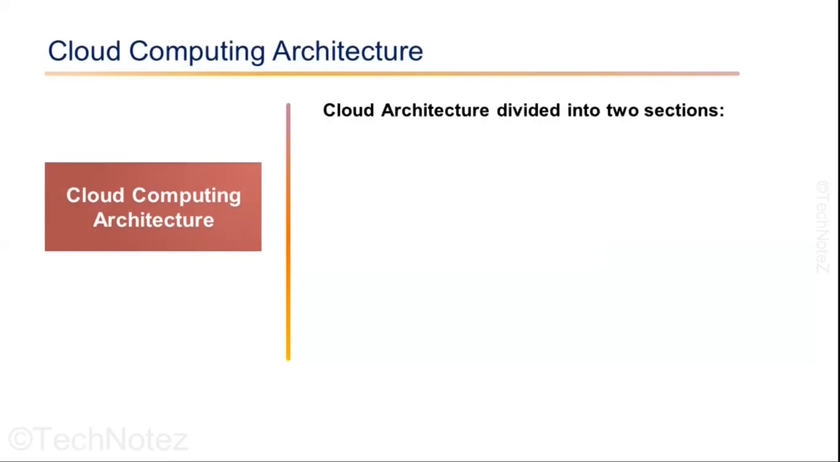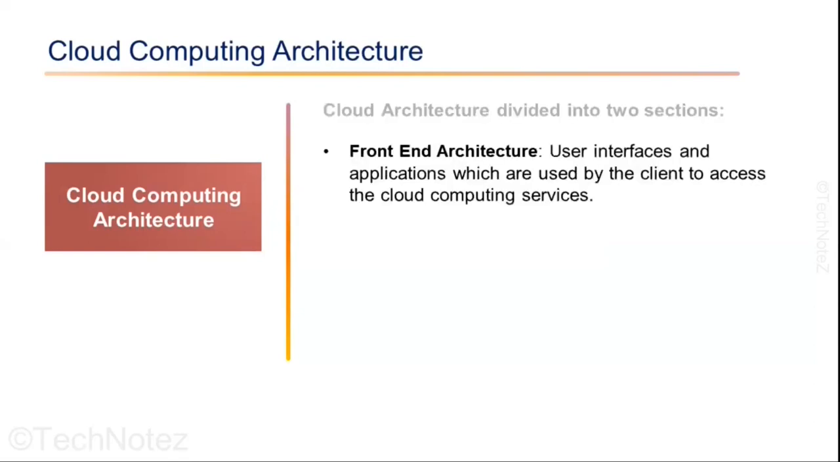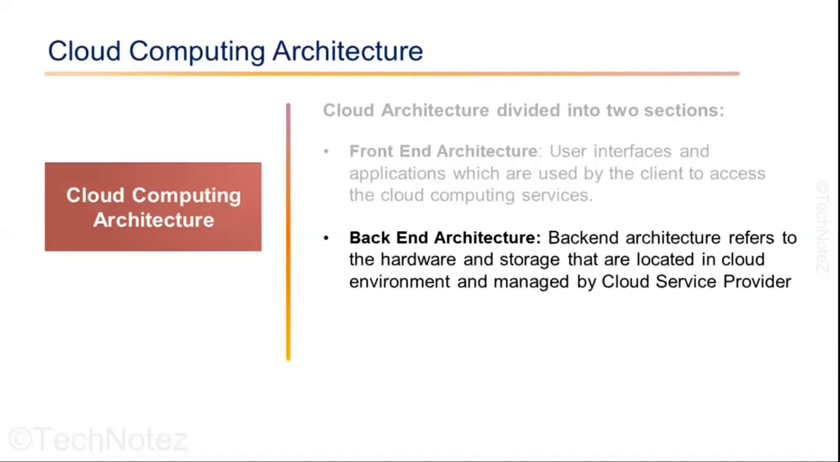Cloud architecture is divided into two sections. Front-end architecture. Front-end architecture includes the user interfaces and applications which are used by the client to access the cloud services. The front end includes components like the local network, web browser, and web applications. Front end allows the user to interact with the back end of the cloud computing. The back end responds to the queries asked by the front end. Backend architecture. Backend architecture in the cloud refers to the hardware and storage that are located in the cloud environment.